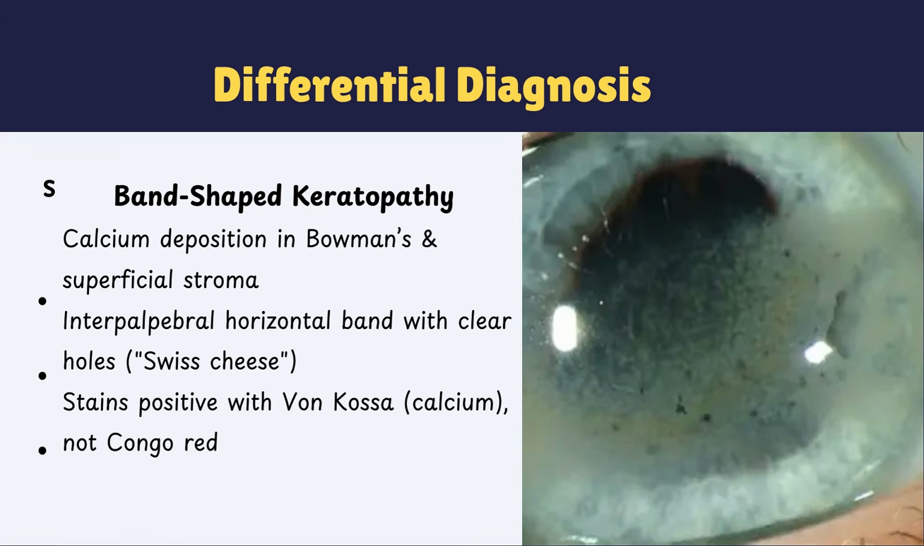Then we have band shaped keratopathy, which sometimes you might get confused with the band type of GDLD. So this is a calcific degeneration which is associated with chronic inflammation, chronic uveitis, and even systemic hypercalcemia. Okay. Now clinically, this will appear as a gray white horizontal band of opacity across the interpalpebral zone with very tiny Swiss cheese holes. So you'll find those holes in band shaped keratopathy. Histologically, these are calcium and confirmed with the von Kossa stain, and they are not amyloid. All right. So here you think about calcification and not deposits of the amyloid protein.